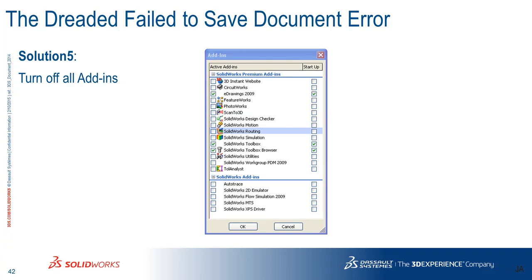Turn off all add-ins. As odd as that sounds, and we talk about this in our performance presentations that we give, if you have add-ins on that you aren't using, turn them off. If you aren't using simulation every day, turn it off. Get rid of those, see if that clears up the issue for you. Sometimes having just that little bit of overhead can hang you up with saving out some of your files.